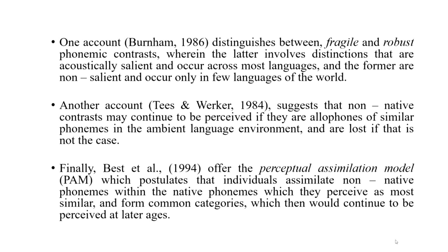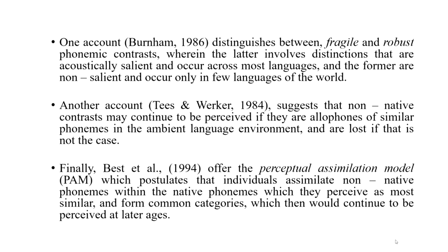Now, another account, given by Trehub and Werker in 1984, suggests that non-native phonemic contrasts will continue to be perceived if they are allophones, that is, similar sounds of similar phonemes in the ambient language environment, and are lost if that is not the case. Again, this aligns with the idea that if the ability is useful, and is anyway going to be used in the native language phonemic distinctions, then it is quite possible that some of these sounds that are also distinguished similarly in the native language will still remain in the repertoire of the children.